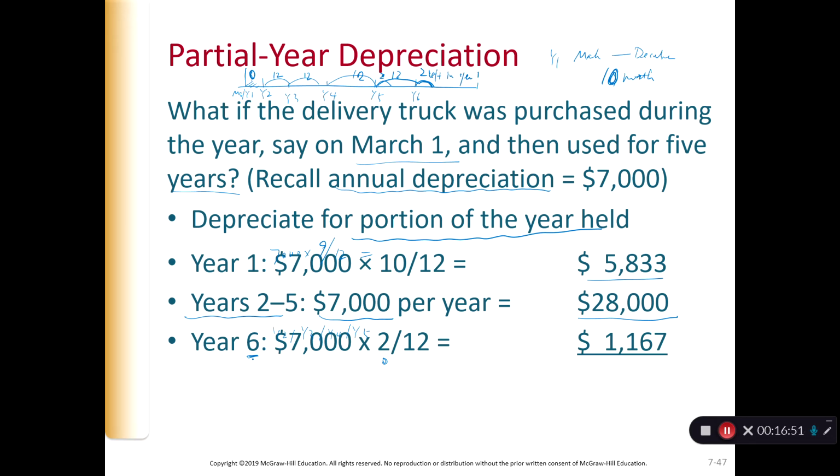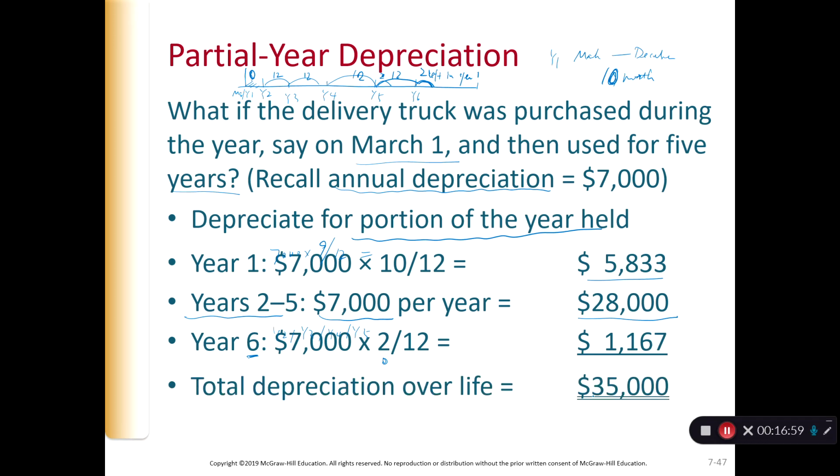So therefore, year 6 is going to be 7,000 multiplied by 2 over 12, which equals 1,167, and then totaling it up, the depreciable amount should still equal 35,000. Okay, so I will show you guys in class how to calculate partial year depreciation.